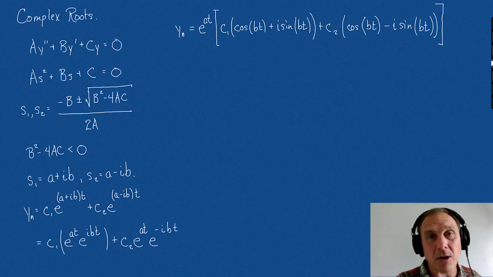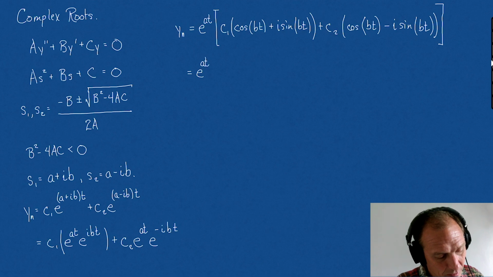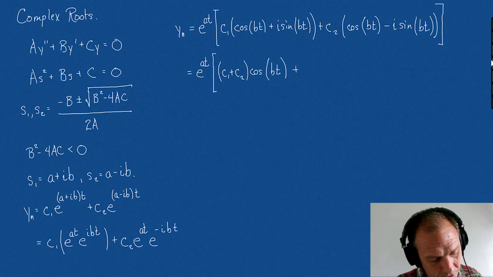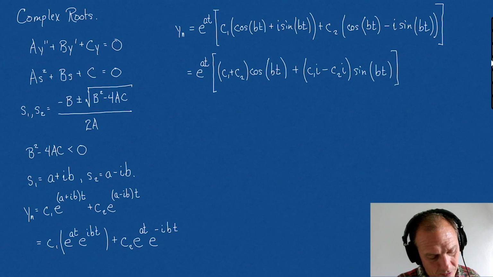Now, let's regroup these by cosines and sines. So I have e^(at) times (c1 + c2) cosine of bt, plus (c1 i - c2 i) sine bt. Now, this is going to feel a little odd. The first one won't, but the second one will.